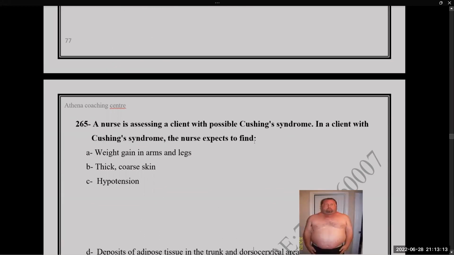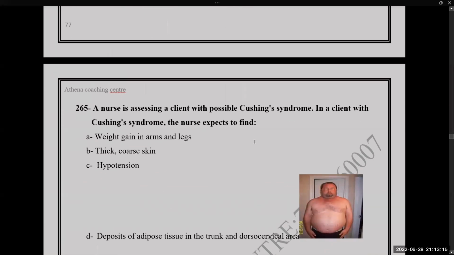Okay. Next question. The nurse is assessing a client with a possible Cushing syndrome. In a client with Cushing syndrome, the nurse expects to find... Those who have not attended the Cushing syndrome class, which is there in the endocrinal system, after maternity we will be starting endocrinal discussion. So here the client is admitted with Cushing syndrome. Cushing syndrome is a situation, it comes under endocrinal disorder where glucocorticoid is produced excessively.